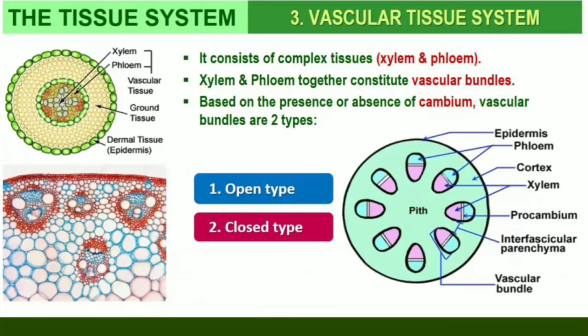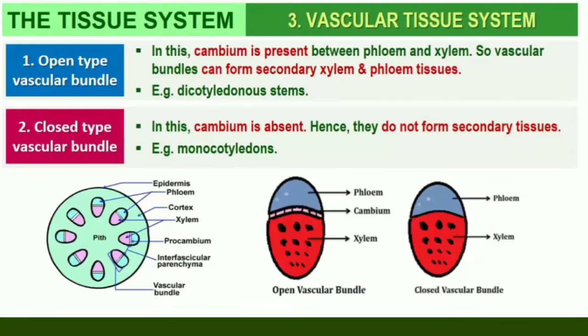Lastly, the vascular tissue system. The vascular system consists of complex tissues, the phloem and the xylem. The xylem and phloem together constitute vascular bundles. In dicotyledonous stems, cambium is present between phloem and xylem. Such vascular bundles, because of the presence of cambium, possess the ability to form secondary xylem and phloem tissues, and hence are called open vascular bundles.